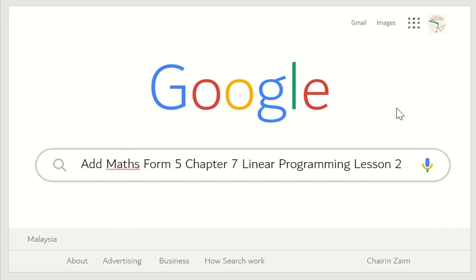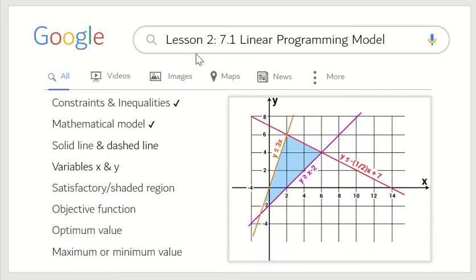Okay, so for our previous lessons, we learned how to form the mathematical models or the inequalities. We have learned about the constraints and inequality. Constraints we write in a sentence. Inequality we try to write as an inequality. Then the mathematical model is almost the same as the constraint. Today we are going to learn about the rest of it.